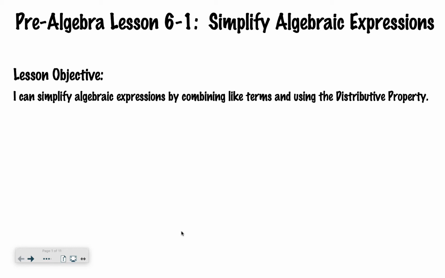Hello class, welcome to Pre-Algebra Lesson 6.1, which is all about simplifying algebraic expressions. By the end of this lesson, you should be able to simplify algebraic expressions by combining like terms and using the distributive property.